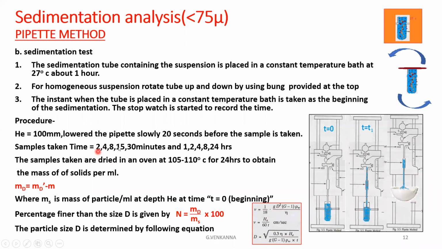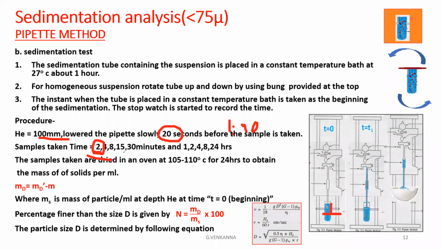Before 2 minutes, we have to slowly immerse this pipette, about 20 seconds before, to a depth of 100 mm. Before each time interval at which a sample is taken, we have to immerse the pipette 20 seconds earlier. That means at 1 minute 40 seconds, we have to immerse this pipette into this soil suspension before the sample is taken.